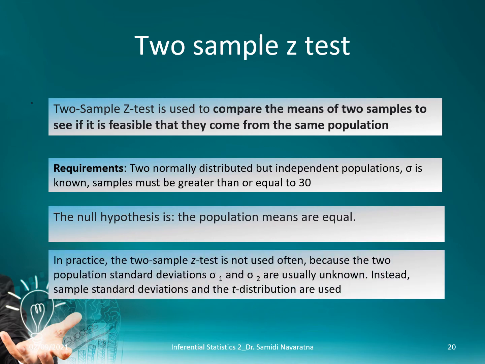In practice, the two-sample z-test is not used often because the two population standard deviations, rho 1 and rho 2, are usually unknown. Instead, sample standard deviations and the t-distribution are used.